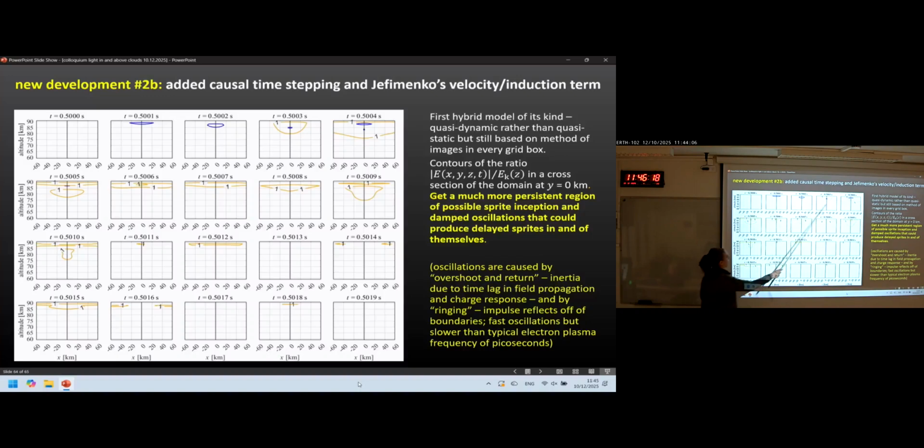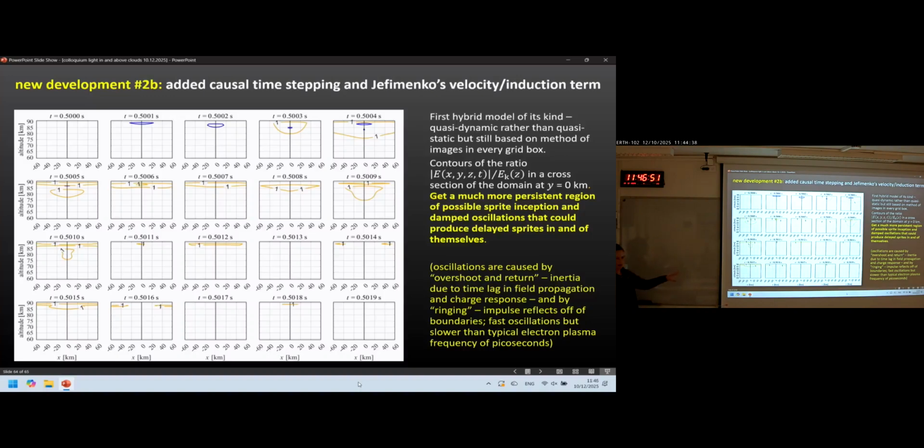And another interesting effect that I've been looking at for a couple months is that it seems to oscillate. So we have the growth, okay, but then it decays. Here it's smaller, increases again. Here it's 0, increases again. Increases, decreases. 0, increases again. We're getting damped oscillations of the sprite area with time. To the best of my knowledge, it's the first time anyone has shown these damped oscillations. It's kind of an inertia effect. It's an overshoot and return due to the time lag, plus maybe some ringing because the impulse from the lightning hits the ionosphere and reflects back.